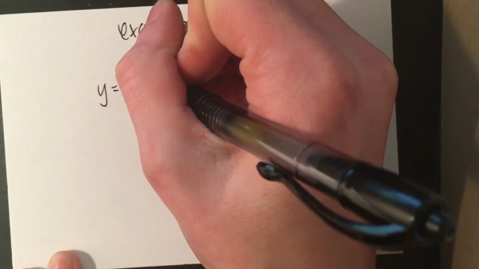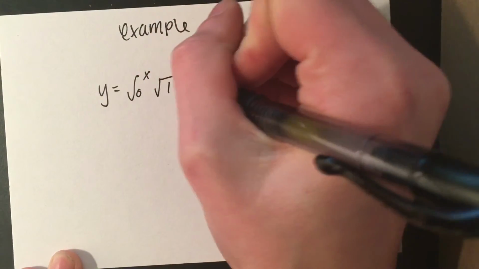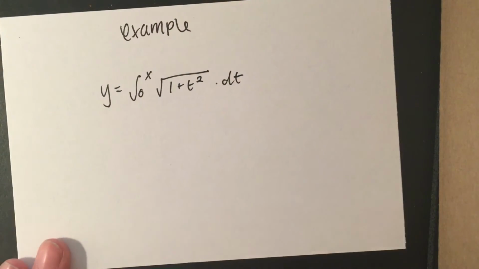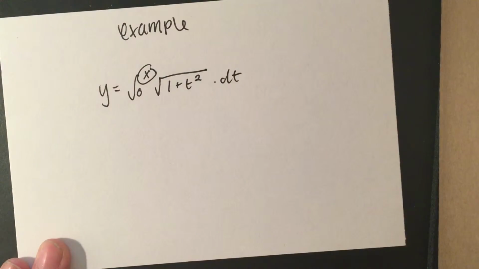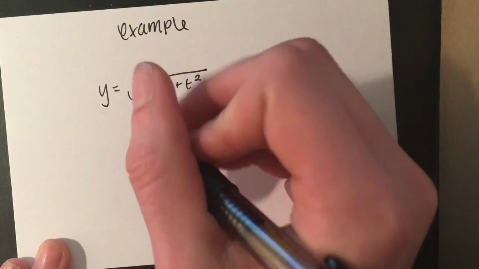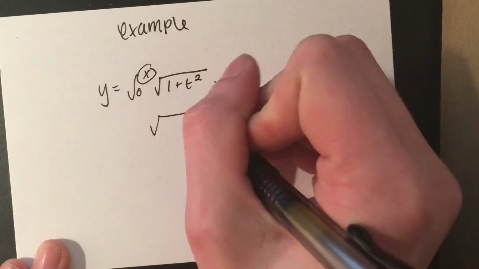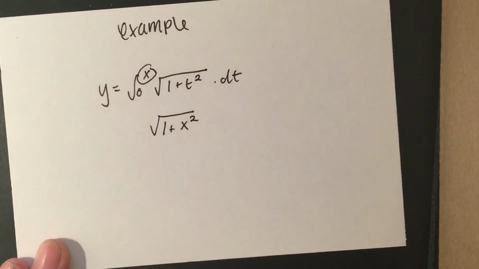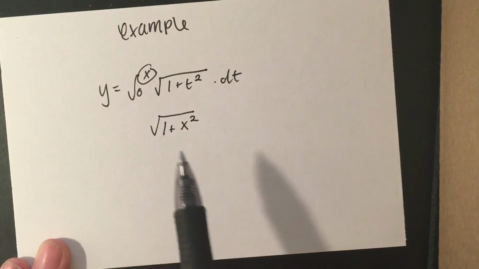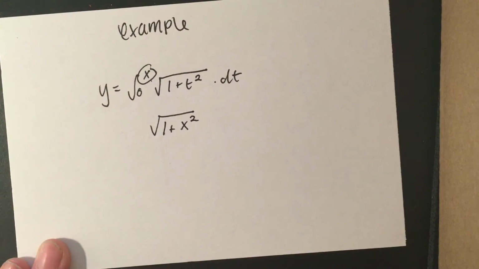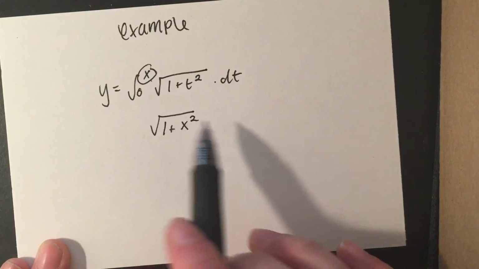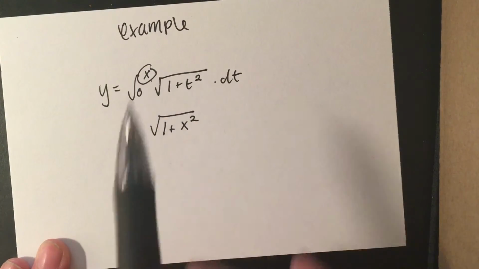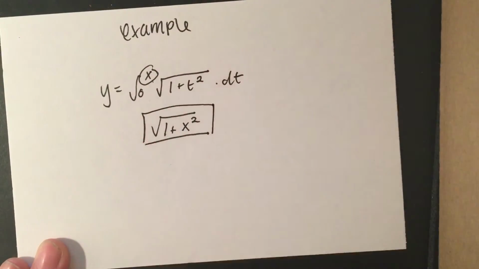So, we're going to say that y equals the integral from 0 to x of the square root of 1 plus t squared dt. Okay, so what you want to do is you want to plug x in for your t values, right? So when you plug it in, you're going to get the square root of 1 plus x squared, and you do not take the antiderivative of this, but you just multiply it by the derivative of x. So the square root of 1 plus x squared times the derivative of x, 1, is just this. Crazy.